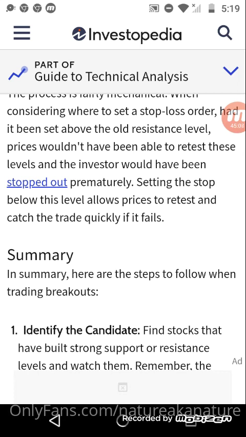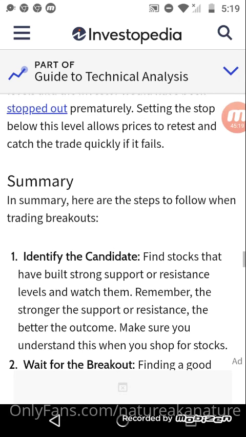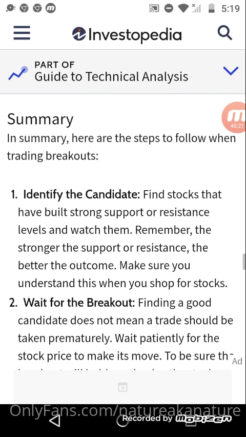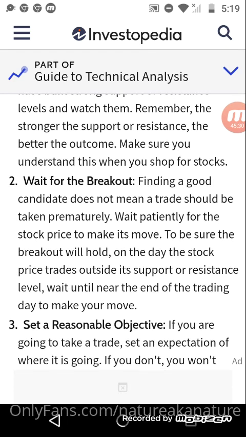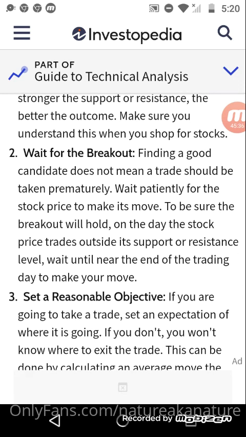But number 3, if you are going to trade, set your exit before you enter. If you don't know where to exit the trade, this can be calculated by the moving average, which teaches you how to exit the trade. Also, allow the trade to retest before getting in. That's the conservative way: wait for the trade to retest that resistance or support level before getting in the trade.